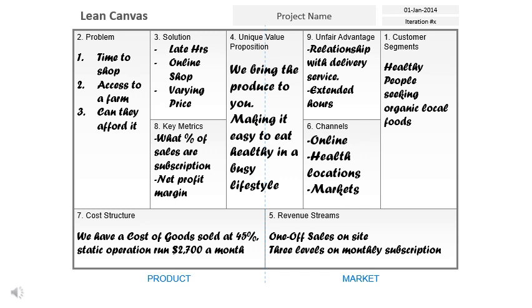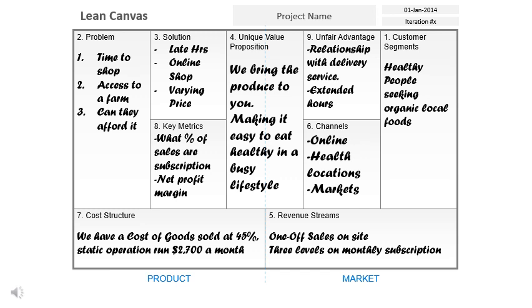So some of our solutions could easily be late hours of opening for the farm, having an online shop that is able to drop ship produce to them, and varying price points regarding subscription services. Our unique value proposition is the ability to bring produce to you, making it easy to eat healthy in a busy lifestyle, which is something unique to the market.